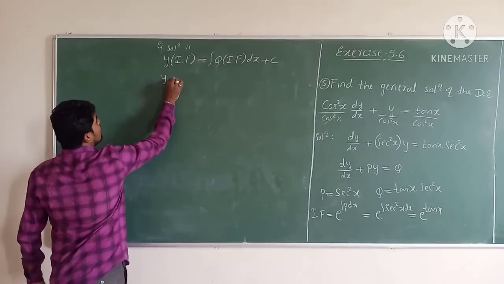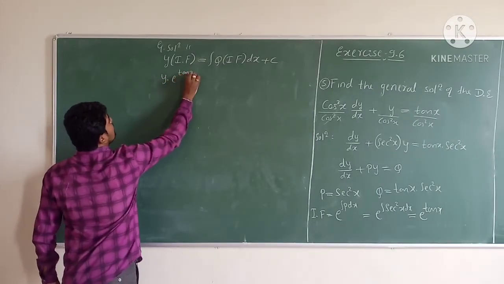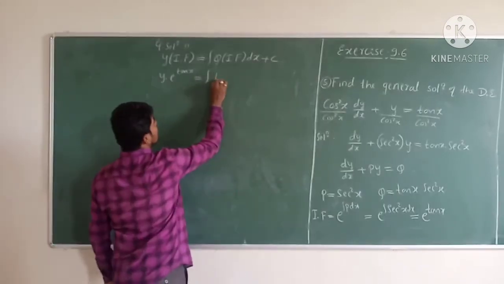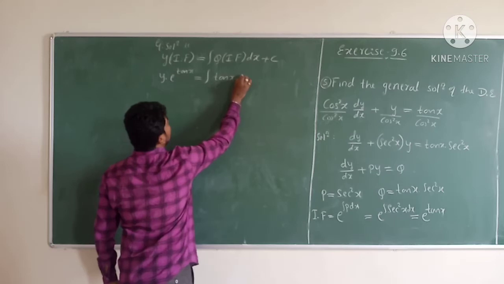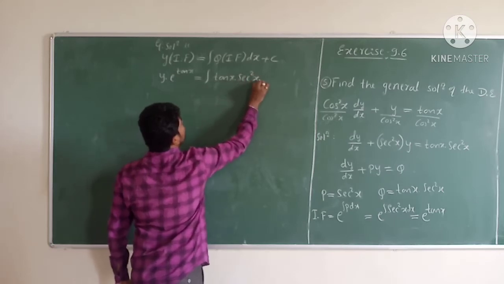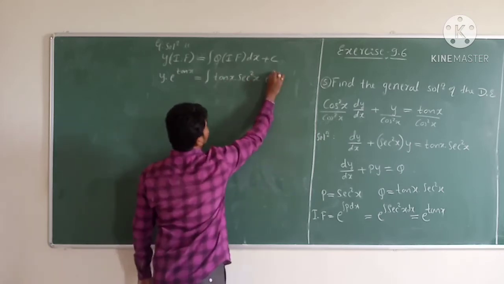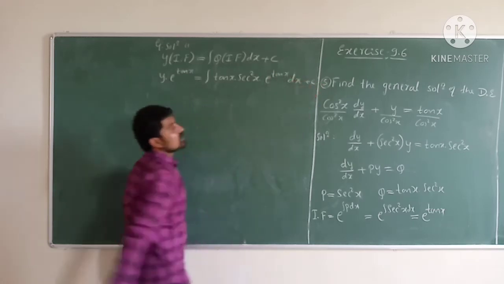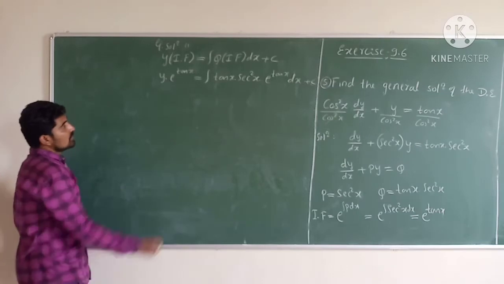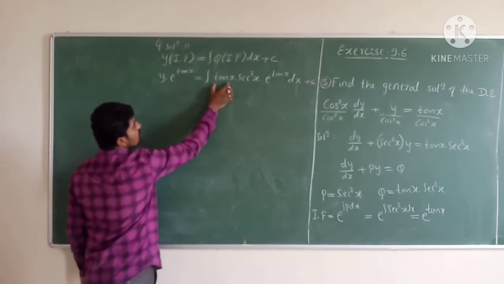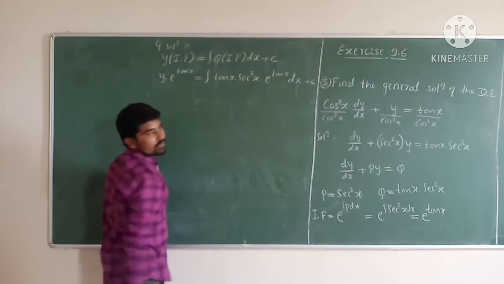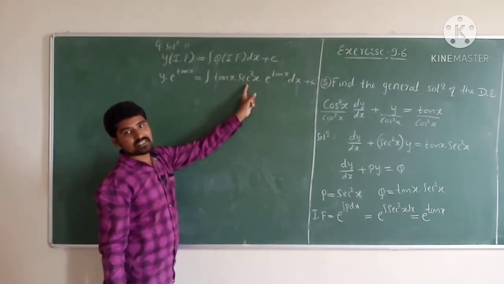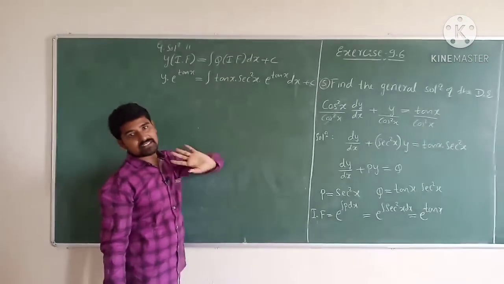So y into the integrating factor e power tan x is equal to the integration of q, which is tan x into secant square x, into the integrating factor e power tan x with respect to x, plus the integral constant. To find the integration of tan x into secant square x into e power tan x, note that the differentiation of tan x is secant square x. Therefore, we substitute tan x equal to t.